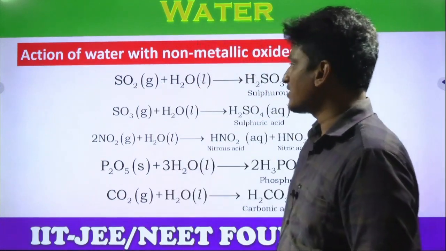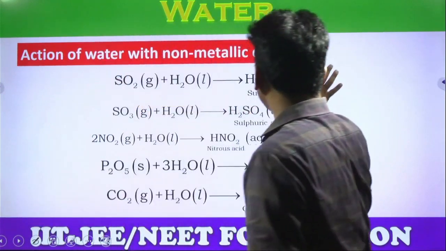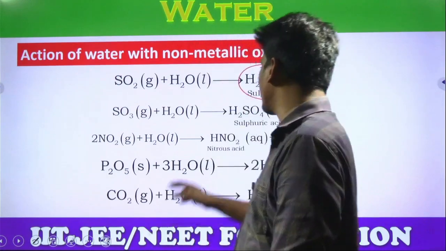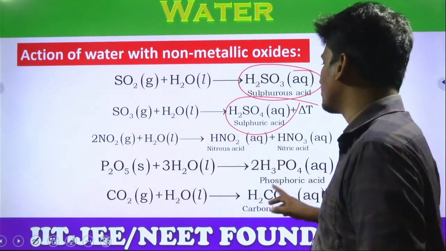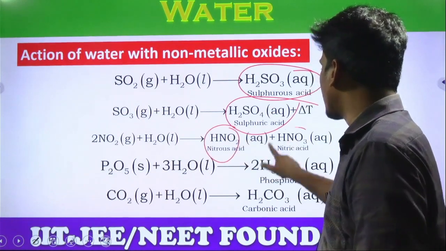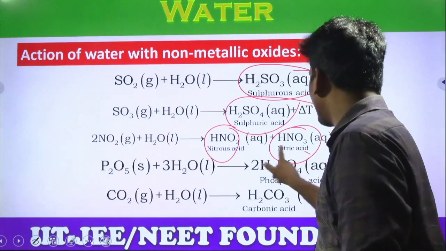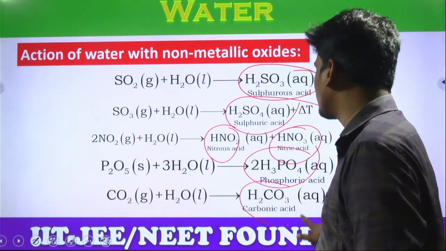So look at the reactions here. SO2 plus H2O gives sulfurous acid, H2SO3. SO3 plus H2O gives sulfuric acid, H2SO4. NO2 plus H2O gives nitrous acid and nitric acid. Phosphorus pentoxide plus water gives phosphoric acid, H3PO4. Carbon dioxide plus water gives carbonic acid.